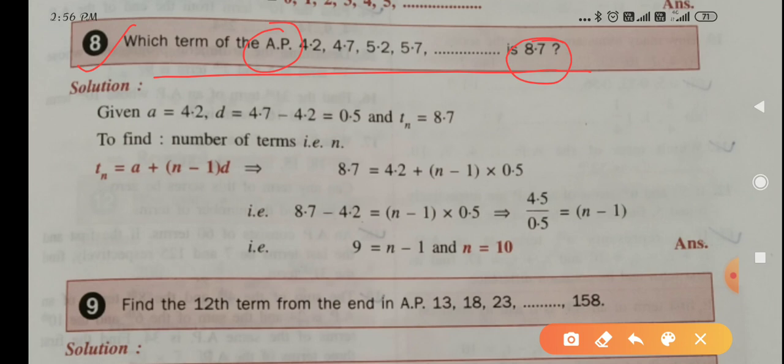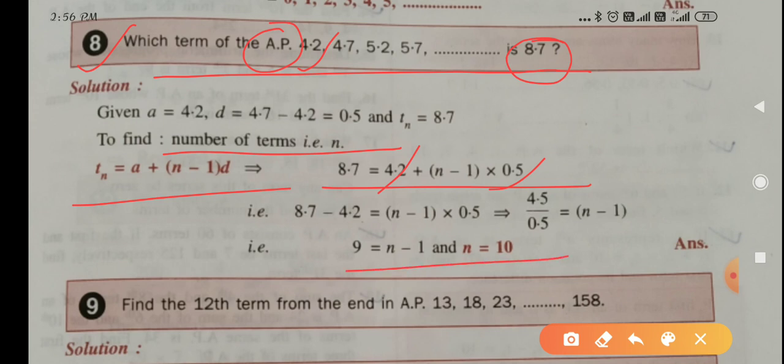So directly you can take the nth term, Tn equals A plus n minus 1 D, and this nth term is 8.7. First term is 4.2 you can see, and common difference is 0.5, the difference of two consecutive terms. Value of n you find. By simplification the value of n is coming 10. So n is 10, an exact natural number, which means yes, 8.7 is the 10th term of the given AP.